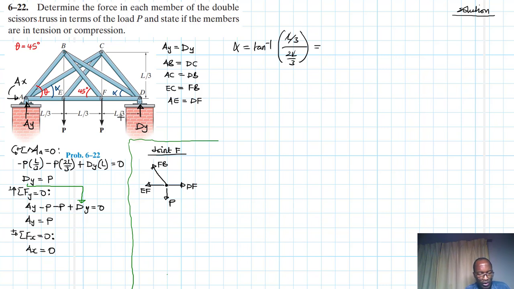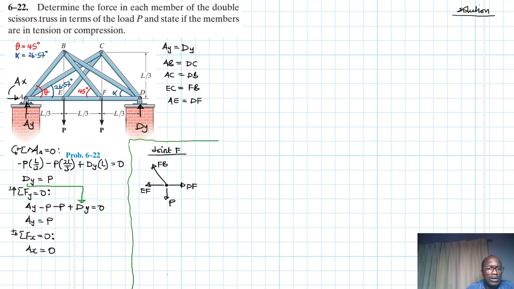Grab your calculator. Run 1 over 3 divided by 2 over 3, and then tan inverse of that, we get 26.57, right? Is that fine? 26.57, great. So this value here is 26.57. We can write it down there. So alpha is equal to 26.57. Great. So with those angles there, we'll have made our life easier.